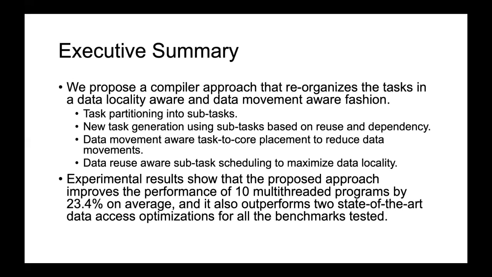The third step is data movement aware task-to-core placement to reduce data movements across the cores. And the last step is data reuse aware subtask scheduling to maximize data locality within the newly generated tasks and also across them. Experimental results using 10 multi-threaded programs show that our approach improves performance on average by 23.4% compared to the baseline, and it outperforms two state-of-the-art data access optimizations for all the 10 benchmark programs we tested.